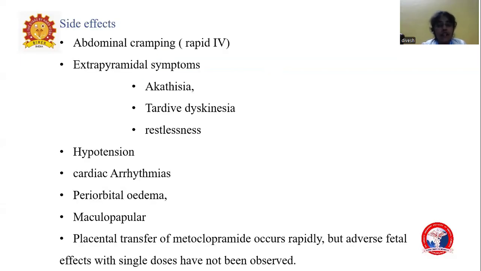The major side effects of metoclopramide are abdominal cramping when we give a rapid IV injection. It also causes extrapyramidal symptoms such as akathisia, tardive dyskinesia, and restlessness. It also causes hypotension, cardiac arrhythmia, periorbital edema, and maculopapular rashes. The placental transfer of metoclopramide occurs rapidly, but adverse fetal effects with a single dose have not been observed.